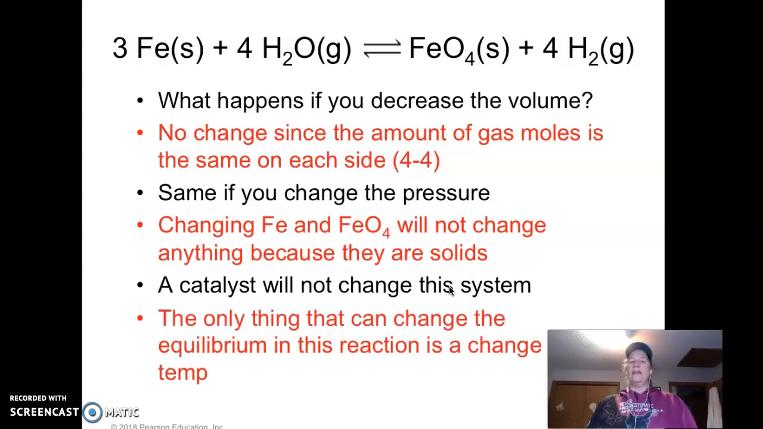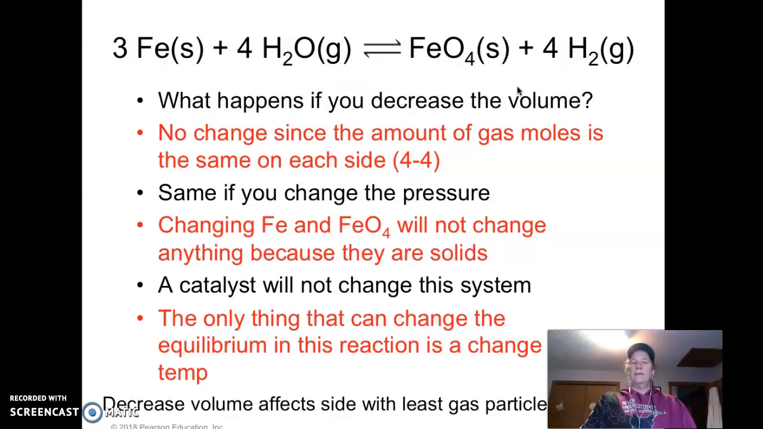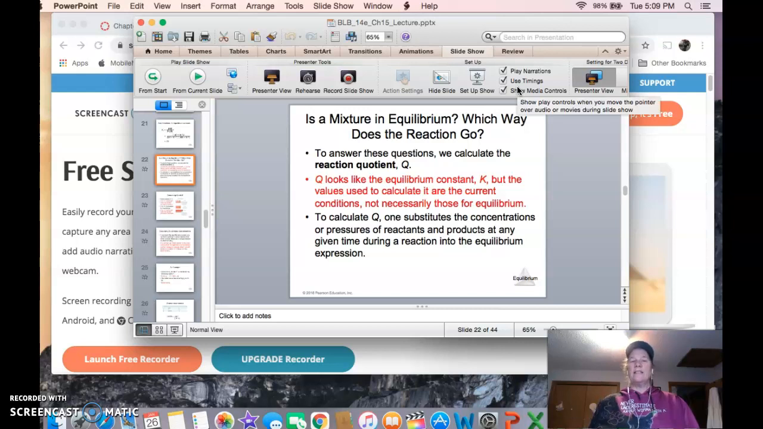So the only thing that can change this equilibrium, because you've got the same amount of stuff, would be temperature. That's the only thing. Okay? And then you'd have to determine if this is an endothermic reaction or exothermic reaction to see what its changes would be. Okay? All right. So that's equilibrium.